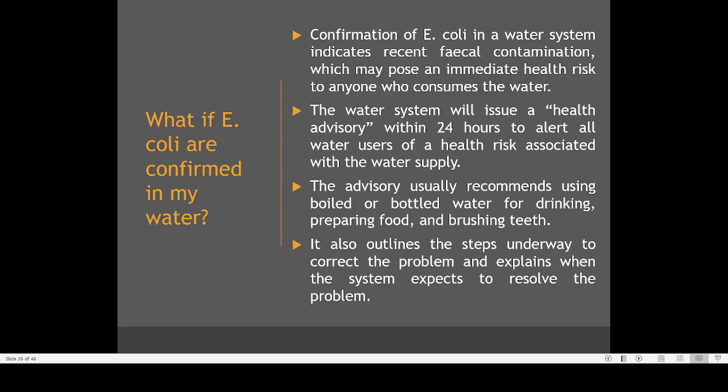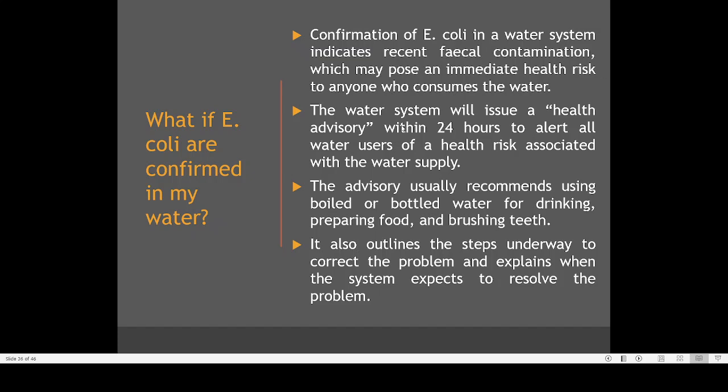What if E. coli are confirmed in my water? Confirmation of E. coli in a water system indicates recent fecal contamination, this is important. So if your water contains E. coli, it is a sign that your water has been contaminated very recently, not older contamination. That is the point you have to understand. That means this water has mixed with some kind of fecal bacteria very recently.